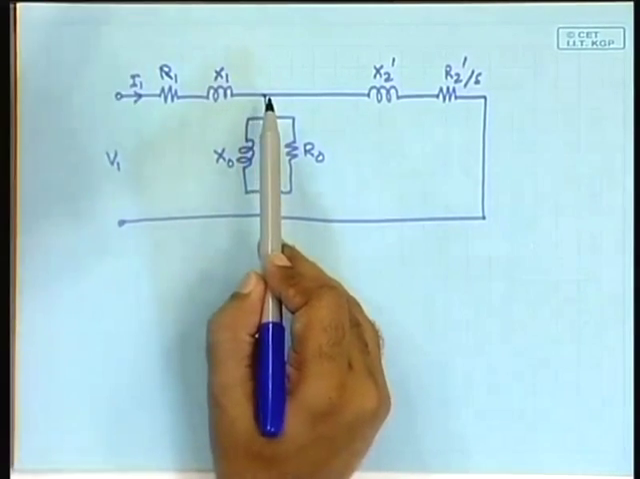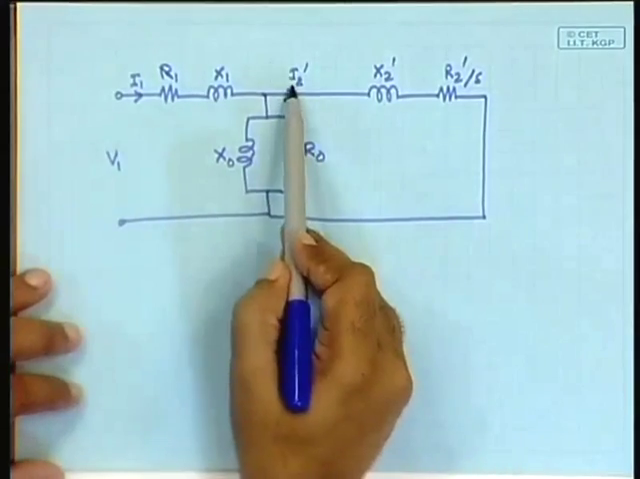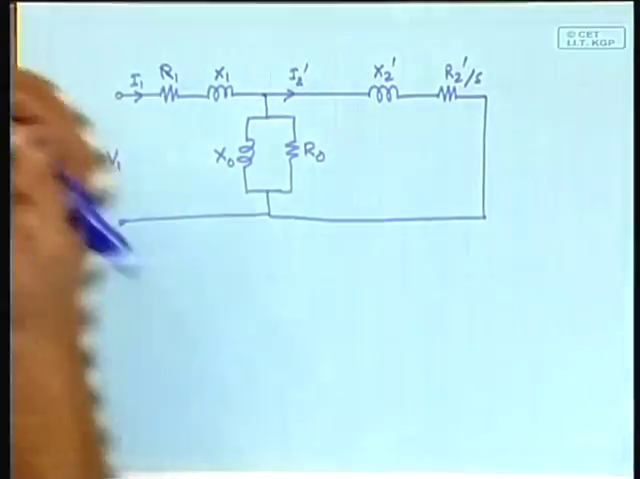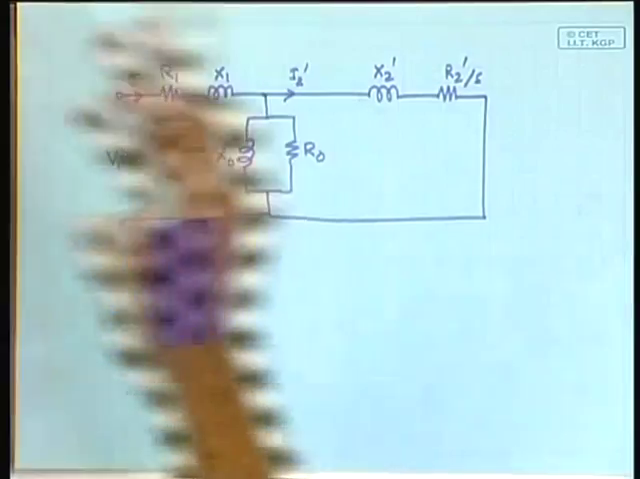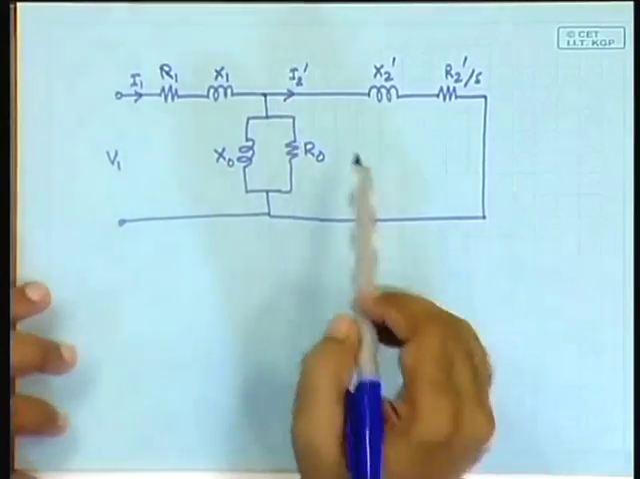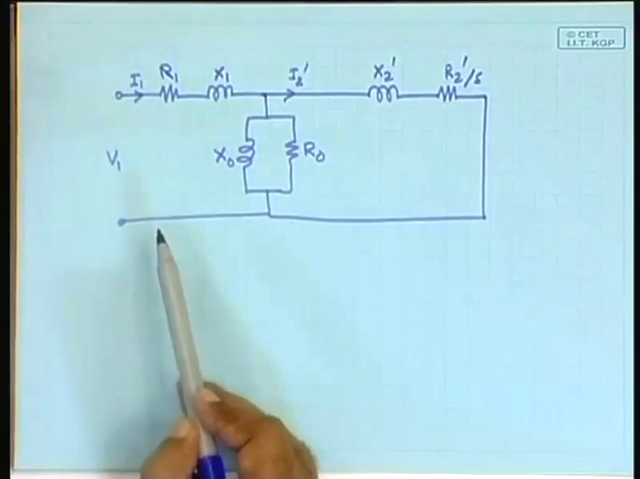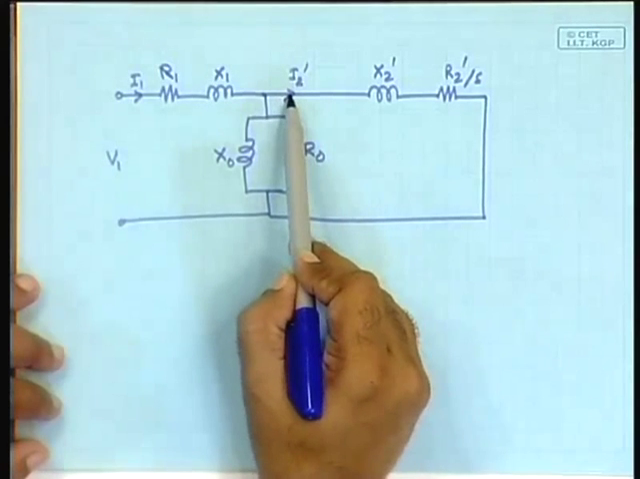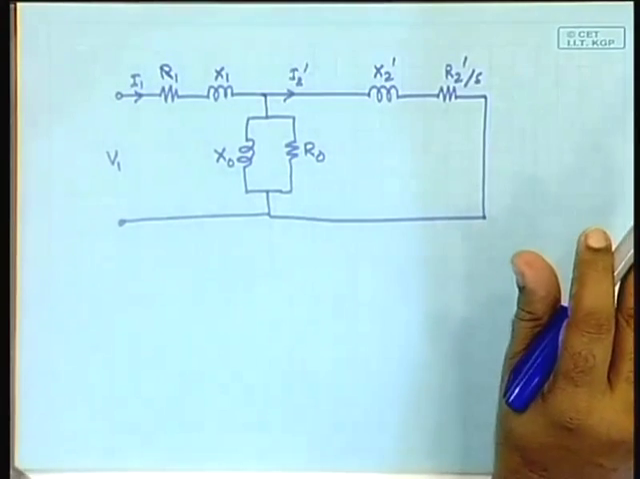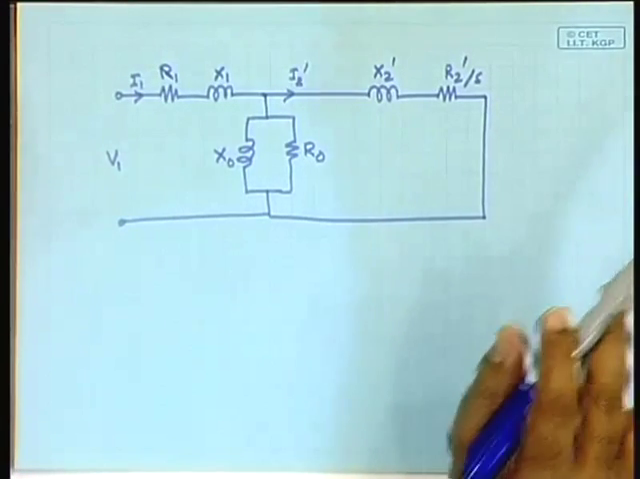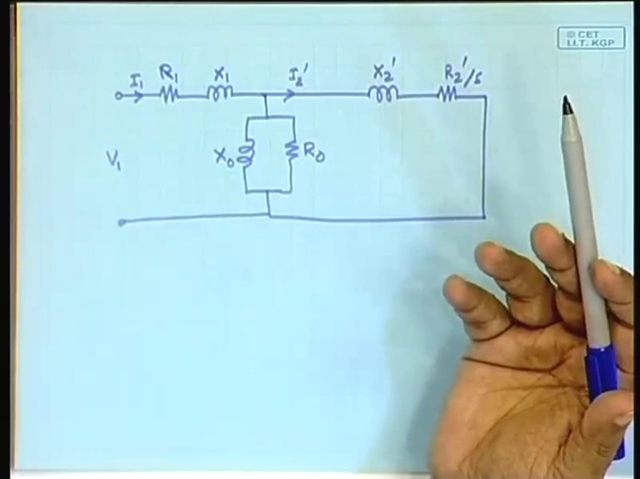How much will be the rotor copper loss? You have to find this current I2 prime. Why prime? Because it is the equivalent referred value, whatever is the current value in the rotor, that is its referred value to the stator quantities, that is what we are talking about. So, it is I2 prime. You can easily find out from this circuit simply by solving the circuit equations what is the I2 prime. Then I2 prime times R2 prime, logically, is it not true that it will be the rotor copper loss I square R?